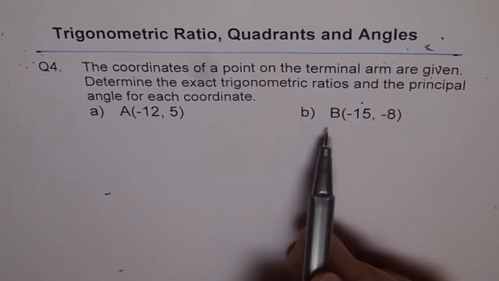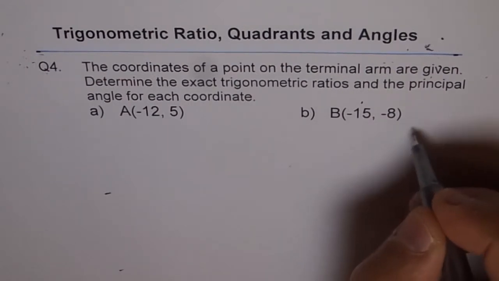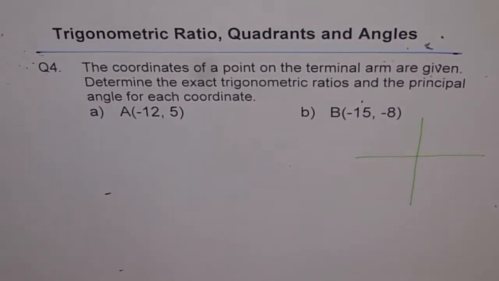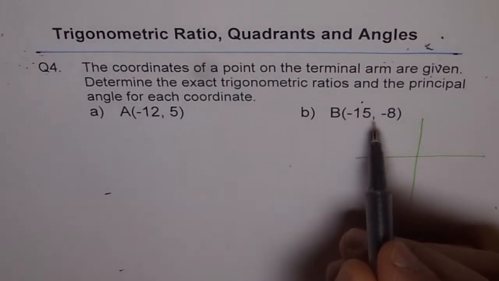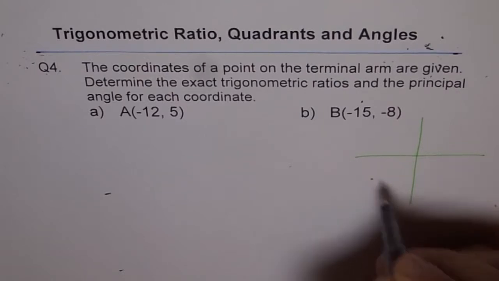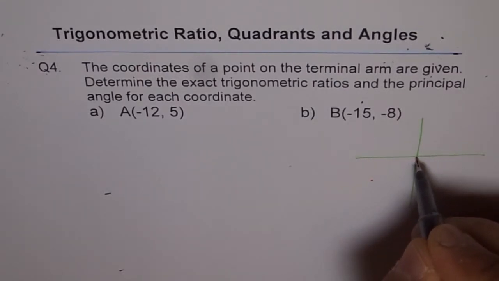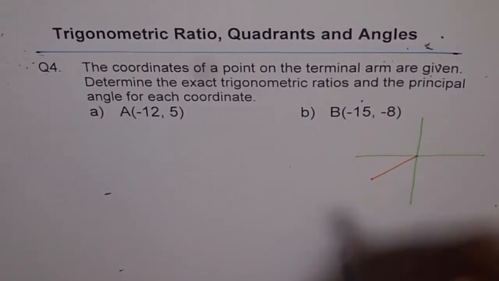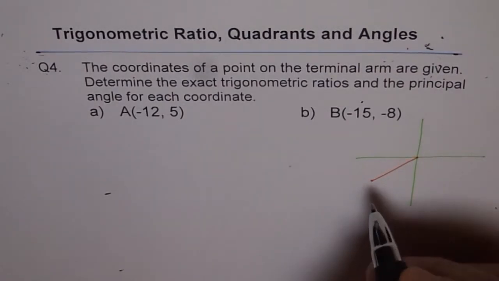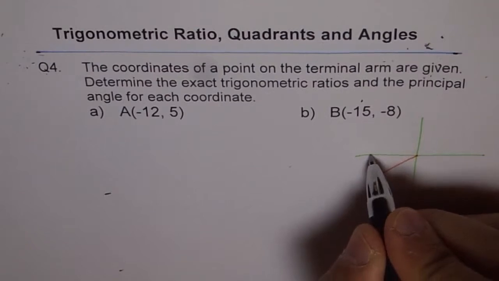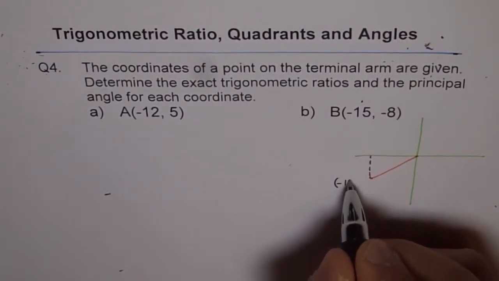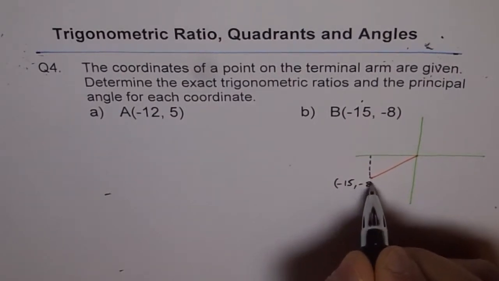I'll do B. Let's see where this point is on the terminal arm. It is minus 15, minus 8. That means minus 15, minus 8, kind of here, right? So let's join this point with the origin. That is the terminal arm, and the point here is minus 15 and minus 8. Let me write minus 15 and minus 8.